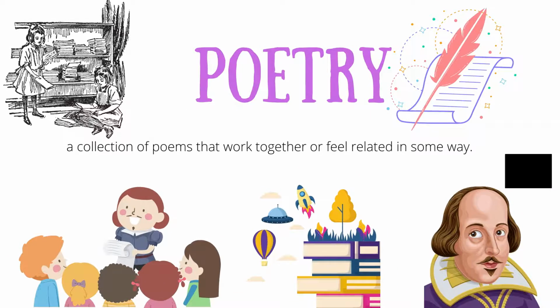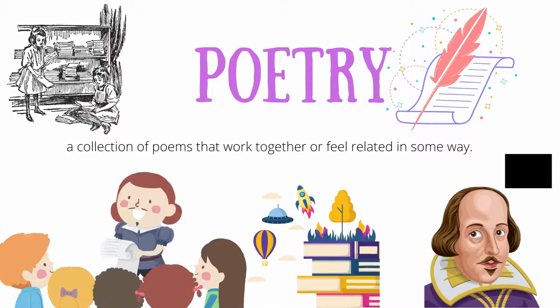The next one is poetry. Poetry. So it is collection of poems that work together or feel related in some way. Dia adalah poetry ni adalah buku yang ada mengumpulkan berbagai jenis poem, berbagai jenis pantun, sajak. Okay, that is what we call poetry. One famous poet in English is William Shakespeare. Salah satu penyajak yang terkenal adalah di England adalah William Shakespeare. But what about Malaysia? Who is a famous poet in Malaysia? Kenal tak? Do you know who is a famous poet in Malaysia?